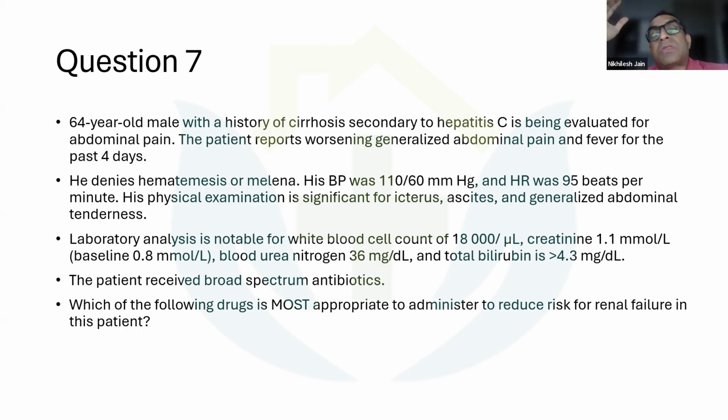His physical examination is significant for icterus, ascites, and generalized abdominal tenderness. Lab analysis is notable for white cell count of 18,000, creatinine of 1.1, blood urea nitrogen of 36, and total bilirubin of more than 4.3 milligram per deciliter. The patient received broad spectrum antibiotics, and which of the following drugs is most appropriate to administer to reduce risk of renal failure in this patient?